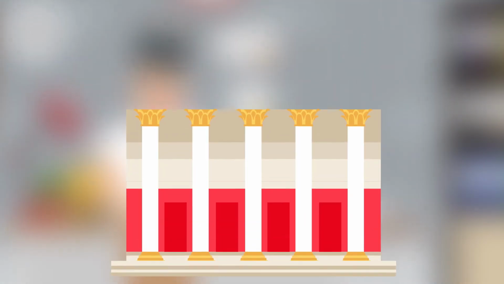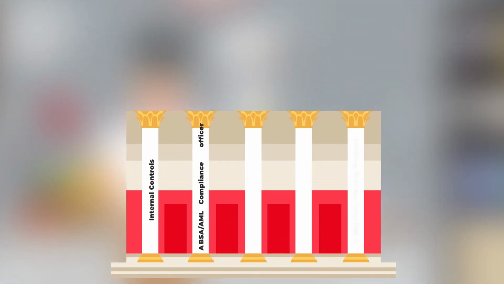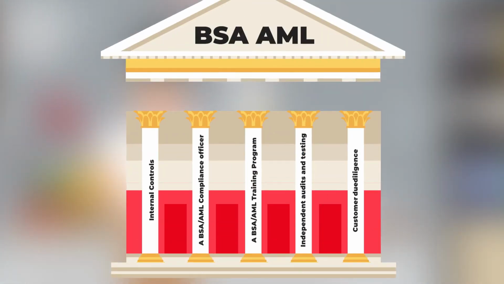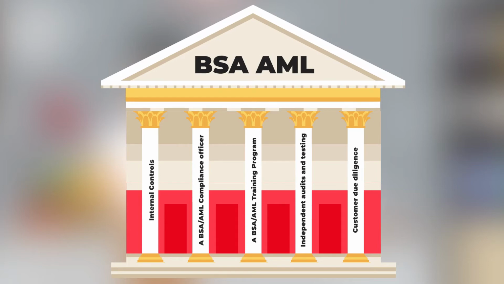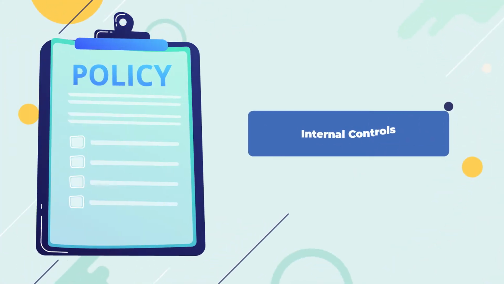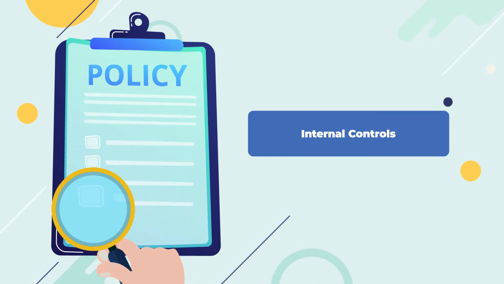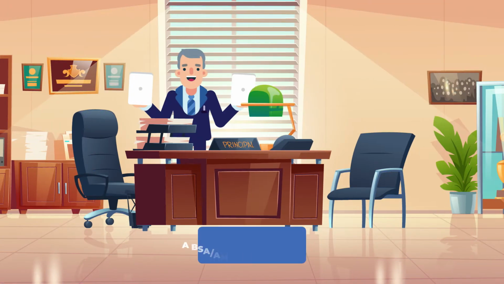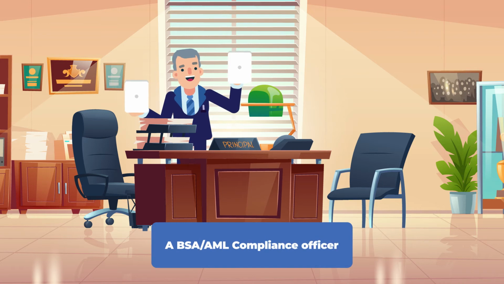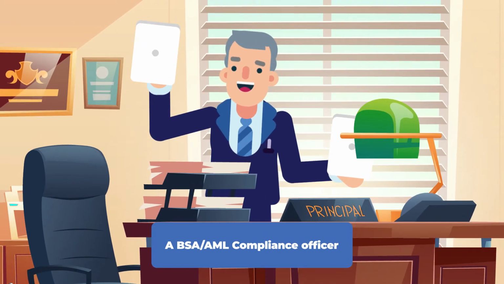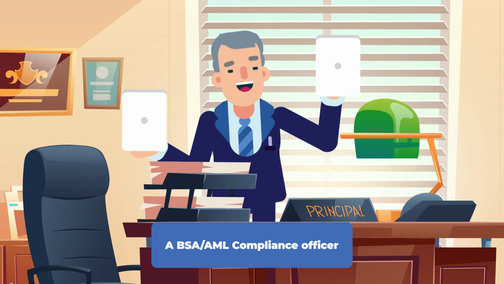In addition to these 3 requirements, your institution must implement the 5 pillars of BSA AML. They are: internal controls. Your AML program should be codified with written policies and procedures. A BSA AML compliance officer. A principal of the firm should be appointed to oversee the AML compliance program.